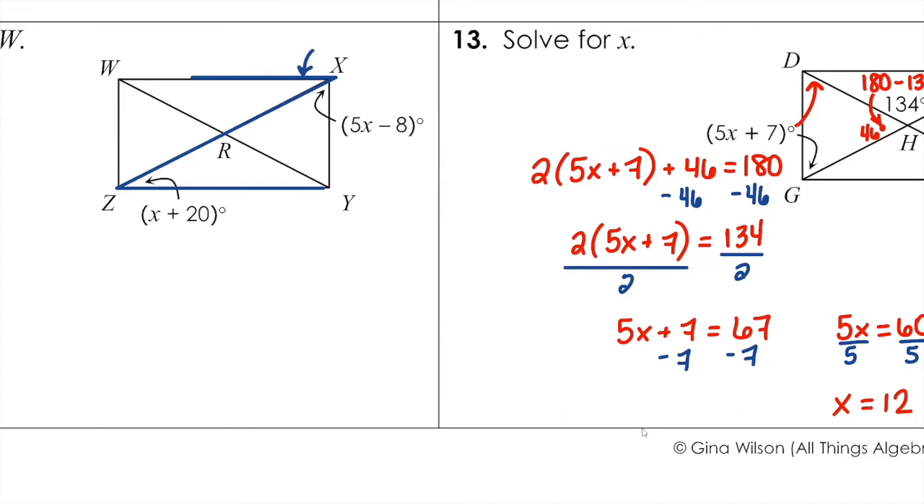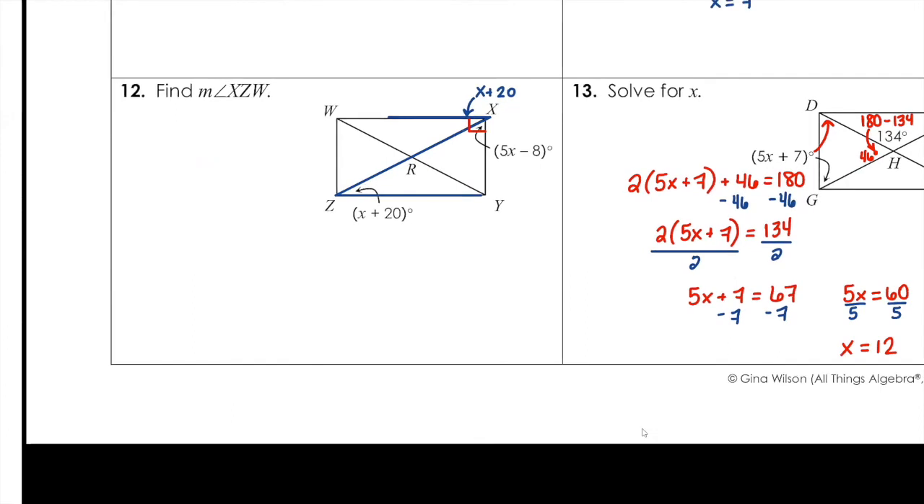X plus 5x minus 8. Nope. It'd be X plus 20. Because what do we know about alternate interior angles? They're congruent. So I can just rewrite that up there. And now we can go on what you were talking about. So that's a 90-degree angle, correct? So those two angles are complementary, which means their sum equals 90.